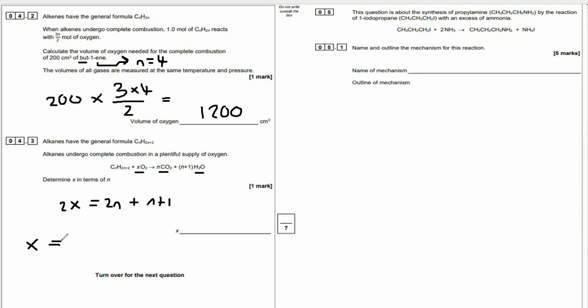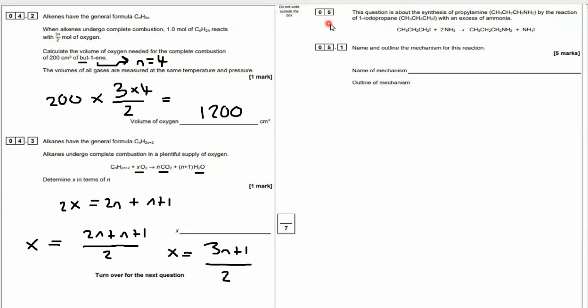So this means that 2X equals 2N plus N plus 1. I'm going to divide both sides by 2 to get rid of this 2. And now we need to simplify on top here. And we're going to get X is equal to 3N plus 1 divided by 2. And that's our answer. And all of that hard work just for 1 mark. But there we go. That's chemistry for you. And just testing your basic math skills.